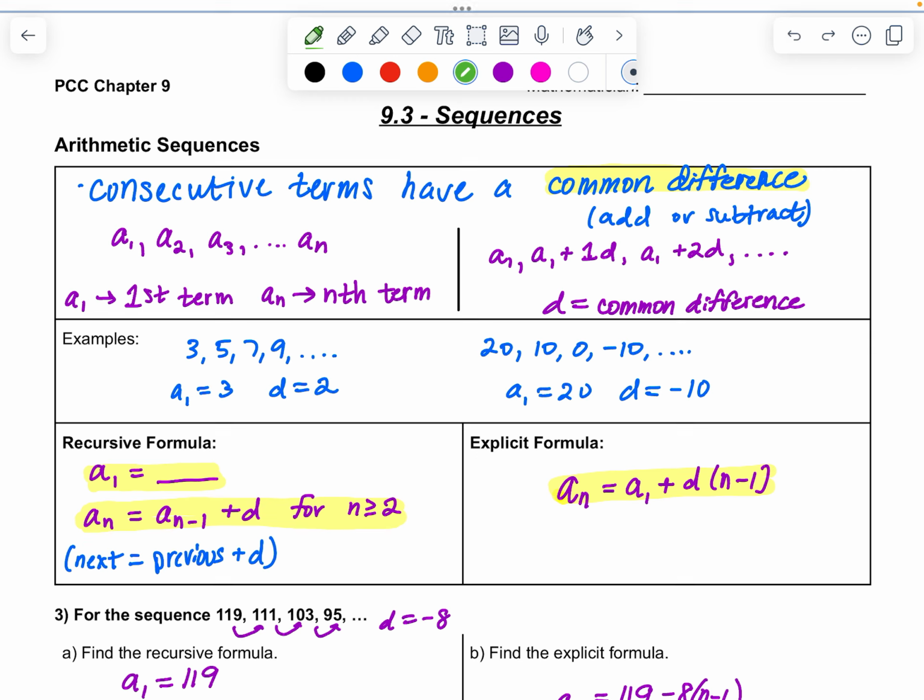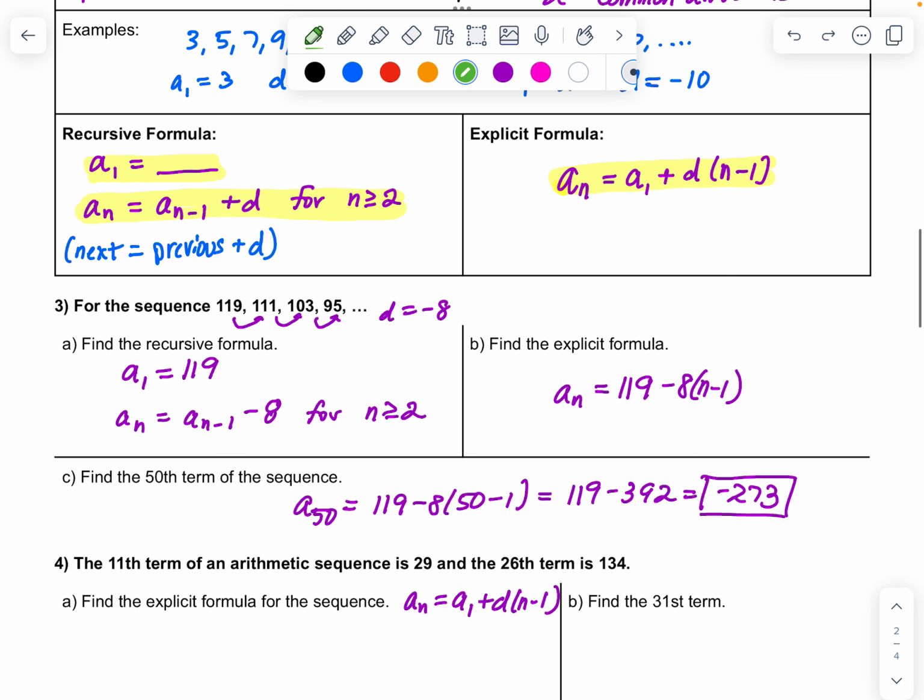With an explicit formula, we could put in any value for n and calculate our output. So if we were trying to find the 30th term, we could plug in a 30 for n. We're putting numbers in for the first term and the common difference and figuring it out there.